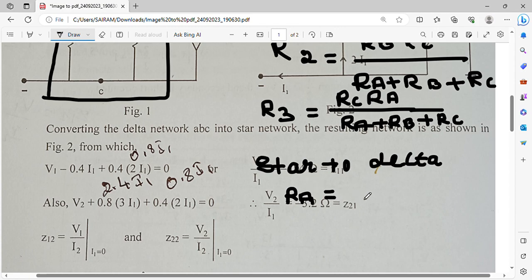Right? What is RA? Your RA is nothing but R1 R2 plus R2 R3 plus R3 R1, right?